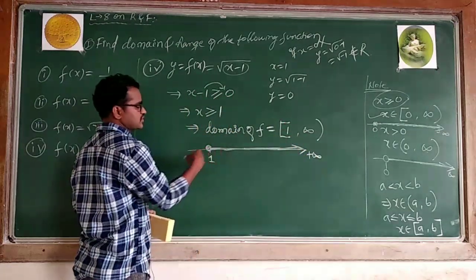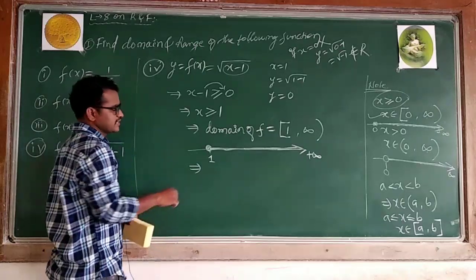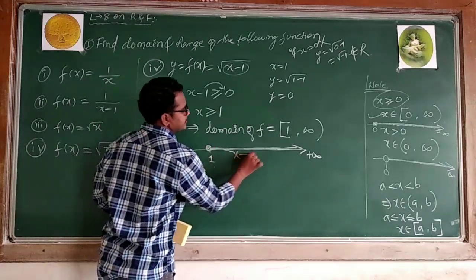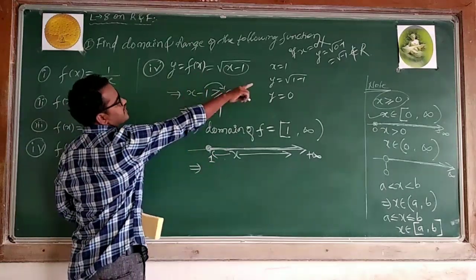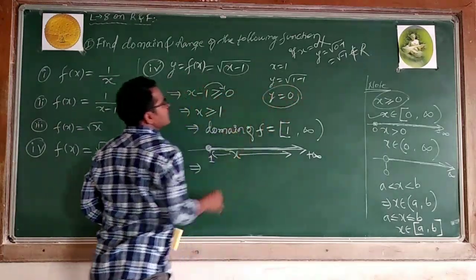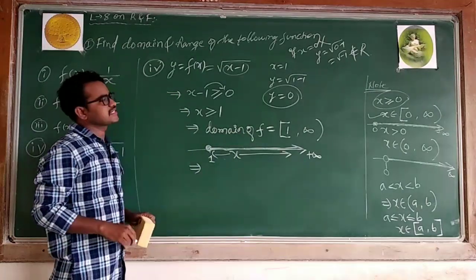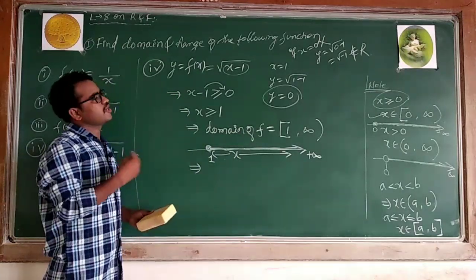You will come to know these number lines in the case of linear inequality. This is the x value. What is the y value? When x is 1, y is 0. When x is 2, you get 1, and when x is 3, you get root 2. You will get all those values.